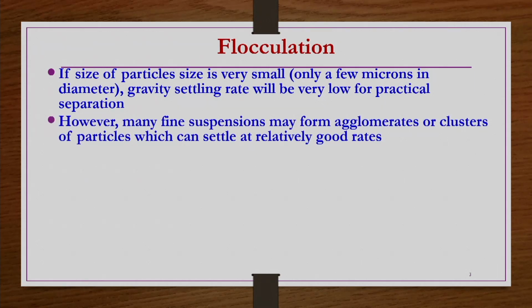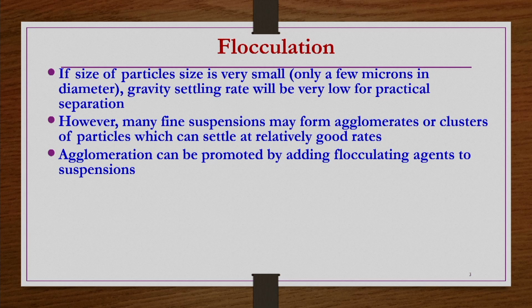However, many fine suspensions may form agglomerates or clusters of particles which can settle at relatively good rates. How is that possible? Agglomeration can be promoted by adding flocculating agents to the suspension. When you add a flocculating agent, particles form agglomerates and become bigger particles. As the particle size increases, their settling velocity also increases, so the rate of separation in the thickener will obviously increase.